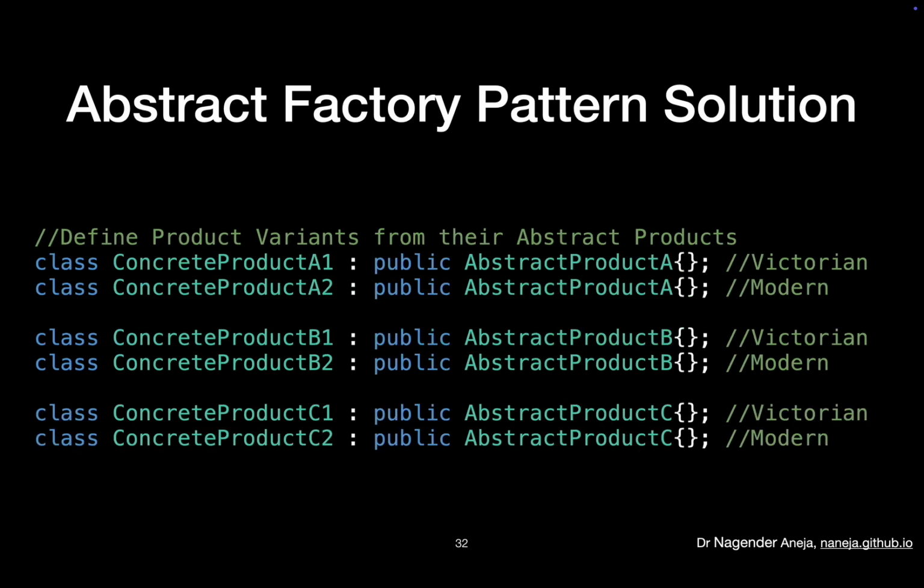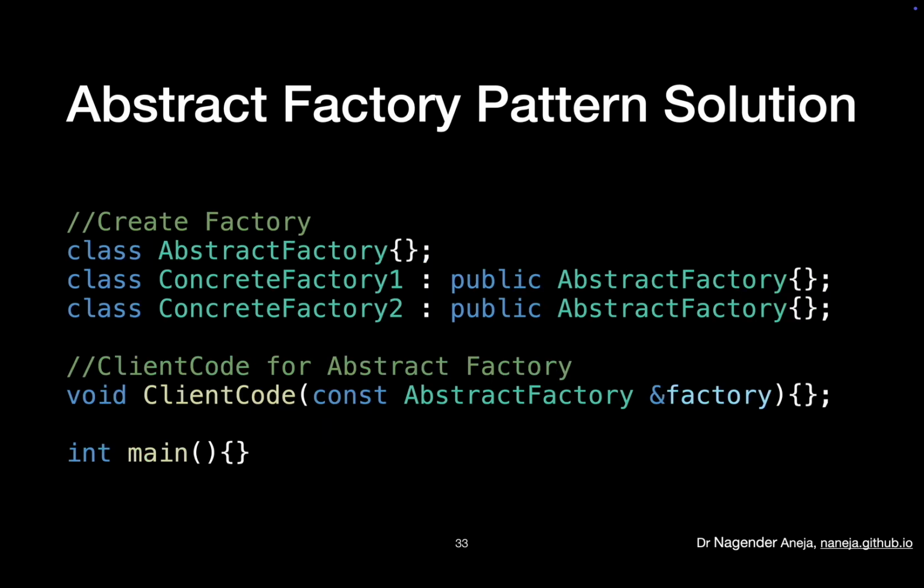Okay, now next will be to create concrete product A1, concrete product A2. Right, so there are 2 versions in our case. So we have concrete product A1, concrete product A2, and this will be extended from the abstract product A. Next we have B1 and B2, again from the product B, and next we have the product C, and from C we'll create C1 and C2. Again, you can say this is a Victorian chair, modern chair, Victorian sofa, modern sofa, Victorian coffee table, and modern coffee table. Okay, so we have these 6 classes here.